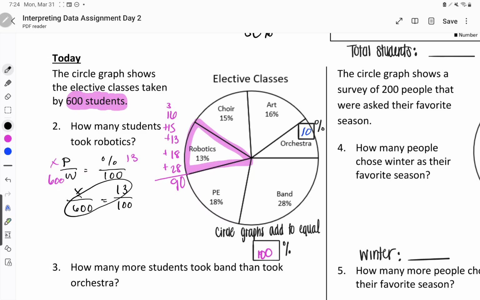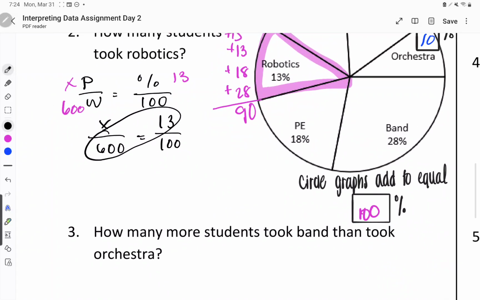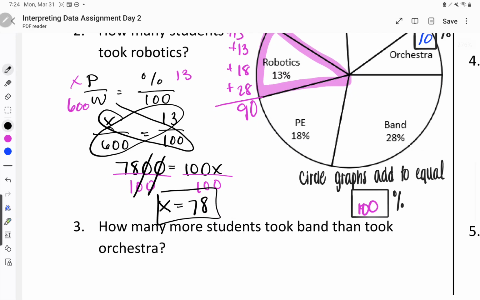And I just cross multiply. So I have 600 times 13. 6 times 13 gives me 78. And I just tack on my two little zeros right there. And then I have X times 100, which gives me 100X. Divide both sides by 100. These zeros right here cross out, and you'll find that X equals 78. So I know that 78 students.